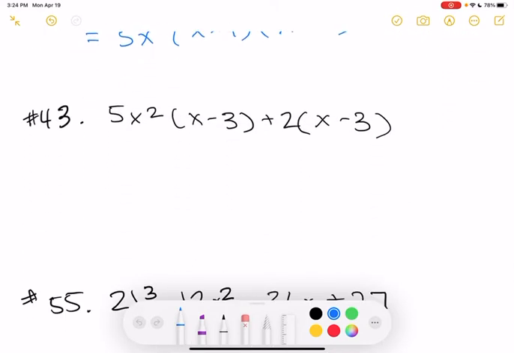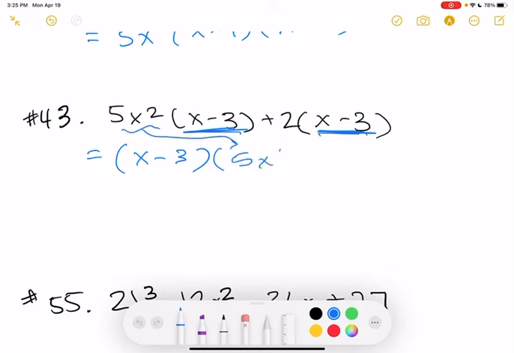Here we have 7.2, number 43. Is there anything we could pull out front? Do these two things have something in common? You guys are probably pretty good at this because we've been doing them all the grouping way. This is just the final step of the grouping that they're giving you here in this problem. So that x minus 3 comes out front. And then we're left with that 5x squared plus a 2.